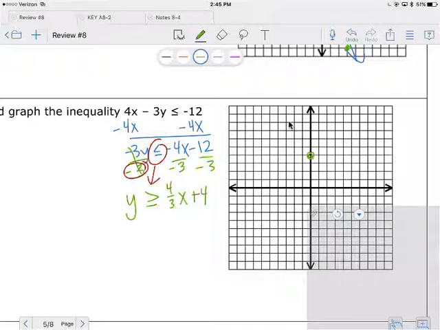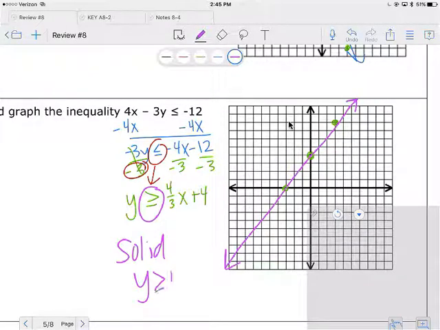The plus 4 tells me where to start on the y-axis. I go up to 4. And then my slope is 4/3, so I go up 4, right 3. This is going to be a solid line because there's a line under my inequality. And y is greater than or equal to 4. If you have $4, you would have more dollars if you had 10. 10 is up at the top, so I shade from the top down to my line.